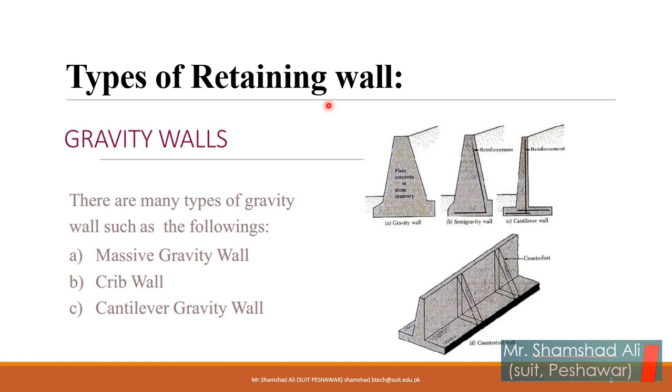Types of retaining wall. The first one is the gravity walls. As the name makes clear, the gravity wall. There are many types of gravity walls, such as the following: massive gravity wall, crib wall, and cantilever gravity wall. This is the gravity wall, this is the semi gravity wall, this is the cantilever wall, and this is the counterfort wall.